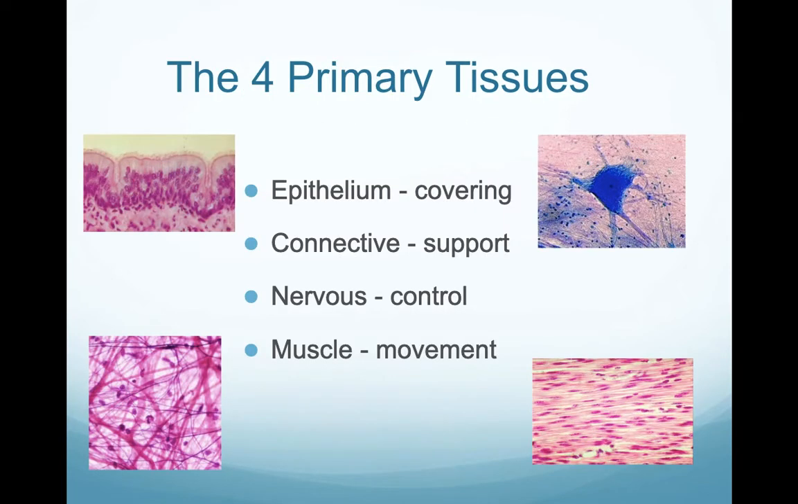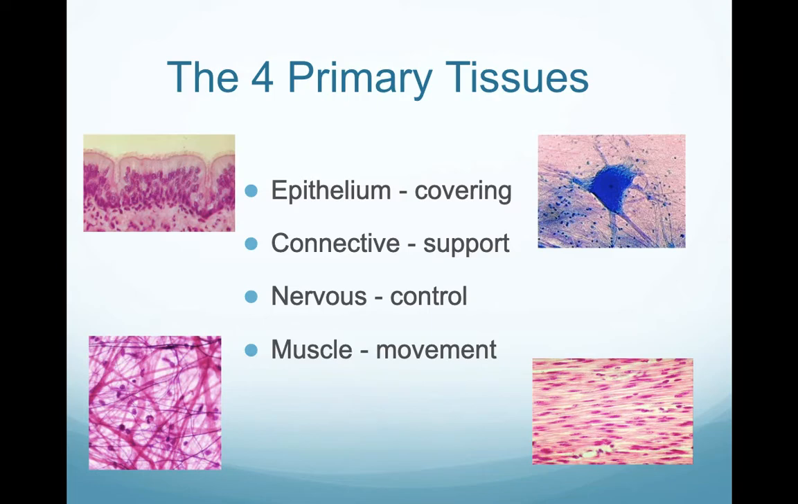And so there are actually four different types of tissue. Epithelial tissue, which serves as a covering. Connective tissue, which is for support. Nervous tissue for control. And muscle for movement. And that's what these four pictures are that you can see. And in each of these pictures, you can see there's multiple cells working together to make a tissue.